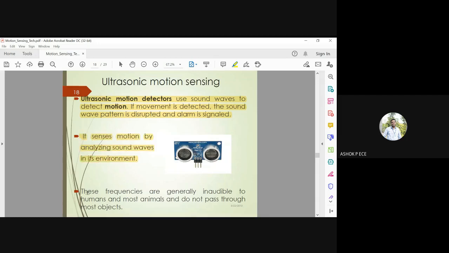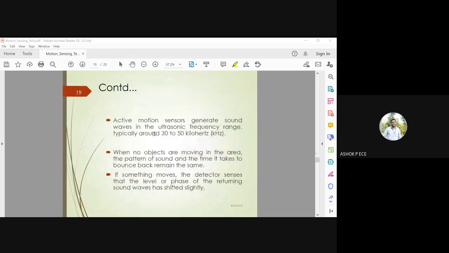Generally, these ultrasonic frequencies are not audible to humans, and most animals do not hear them, and they do not pass through most objects. So most of the objects will reflect the ultrasonic sound signal. So I can use that for sensing any motion. Active motion sensors can generate sound in the range of 30 to 50 kilohertz. Our audibility range is only up to 20 kilohertz.